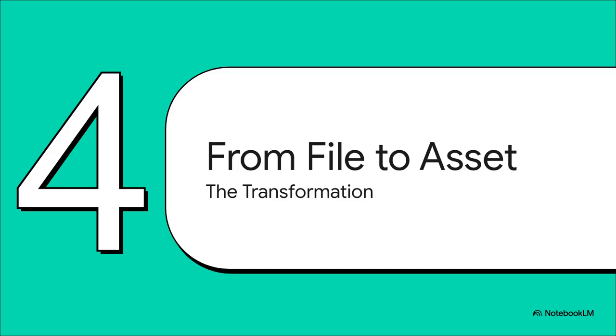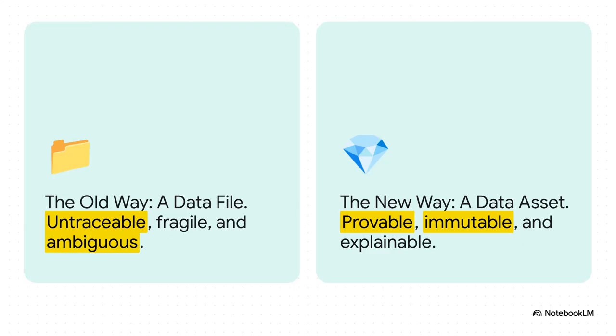So let's bring this all home. What we've just walked through is really a fundamental transformation in how we should be thinking about and managing our data. The old way, that's the data file. You can't trace where it came from, it's fragile, and its meaning can be pretty ambiguous. The new way is the data asset. Its entire history is provable, it's immutable so it can't be accidentally changed, and it's fully explainable. You're making the switch from a liability to a genuine, reliable asset.